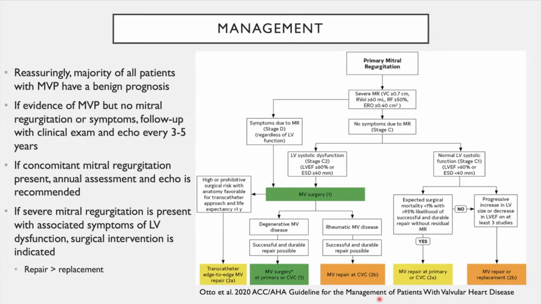If there are no symptoms due to the mitral regurgitation, but they have evidence of left ventricular systolic dysfunction, defined by an EF of less than 60%, because in severe mitral regurgitation you expect the ventricle to be hyperdynamic, or you're seeing evidence of left ventricular dilatation, so that's an end systolic dimension of greater than or equal to 40 millimeters, again, that's a class 1 indication for surgery.